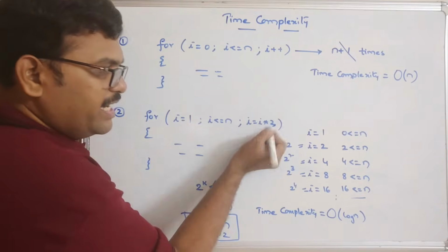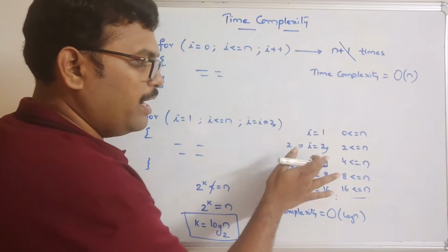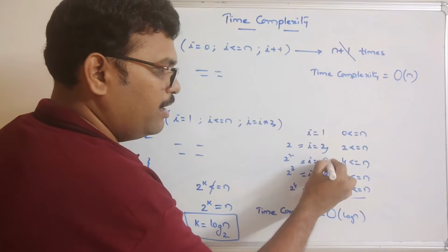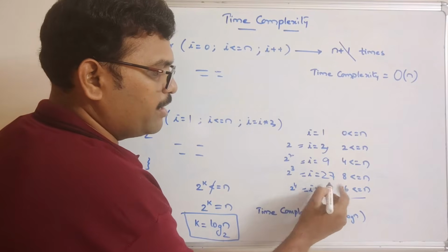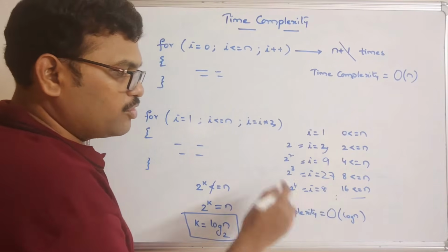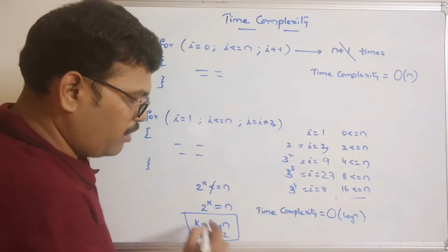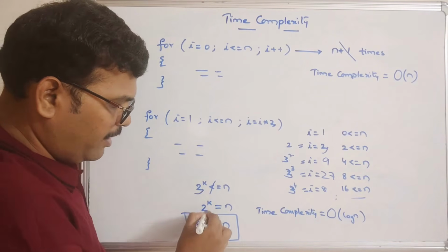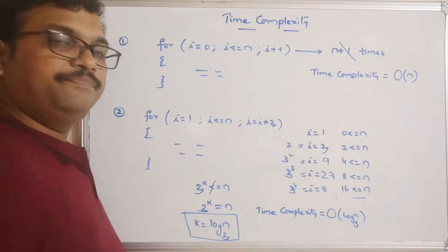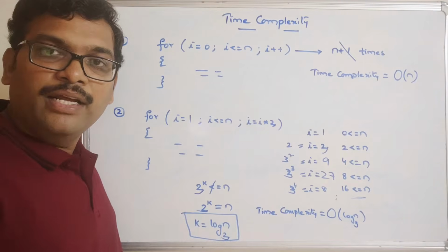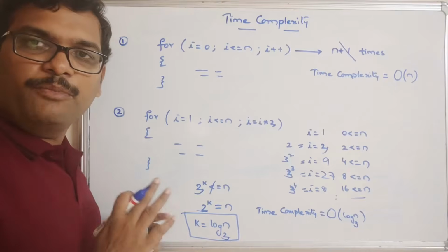Now if it is 3, what happens? i becomes 3 here, and here it becomes 9. Here it will become 27, and here 81. So here it will be 3 square, 3 cube, 3 power 4, and it will be 3 power k, and it will be log n base 3. Like this we have to trace and calculate the time complexity.